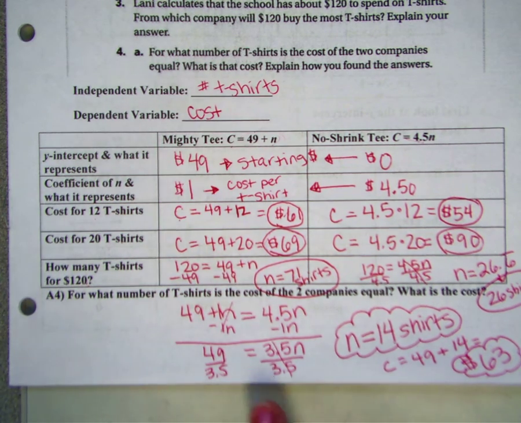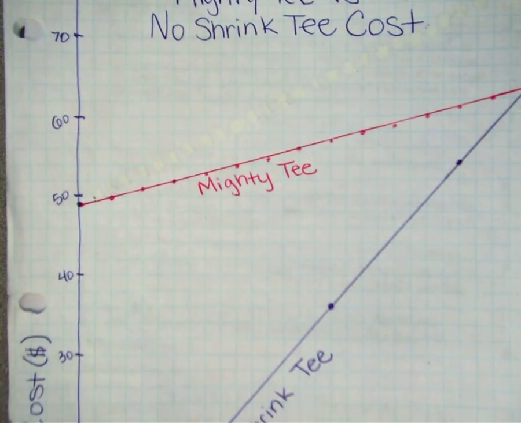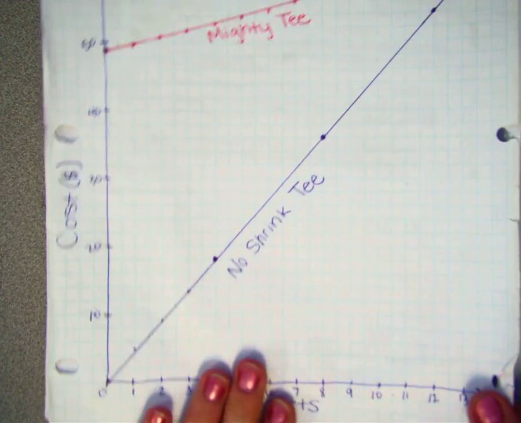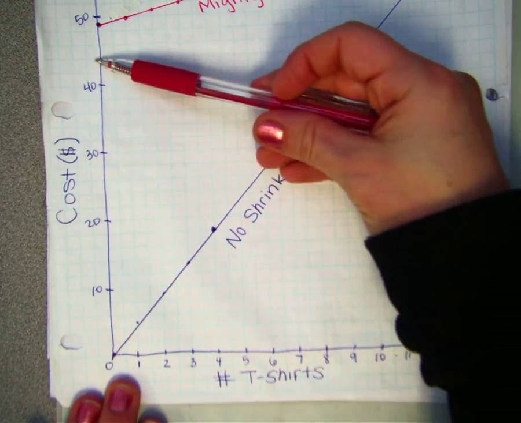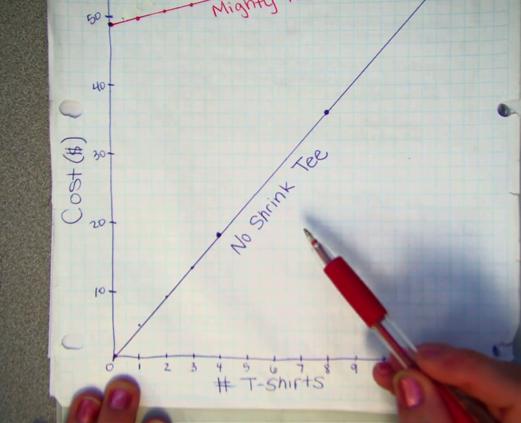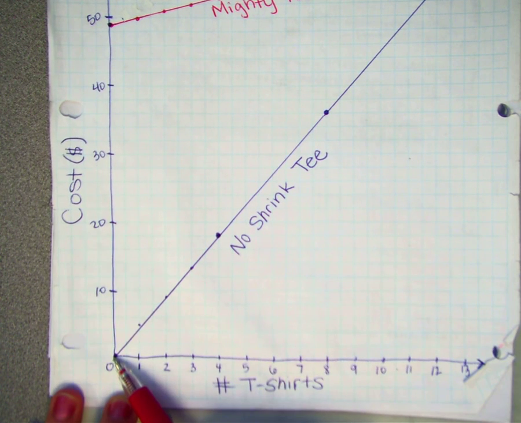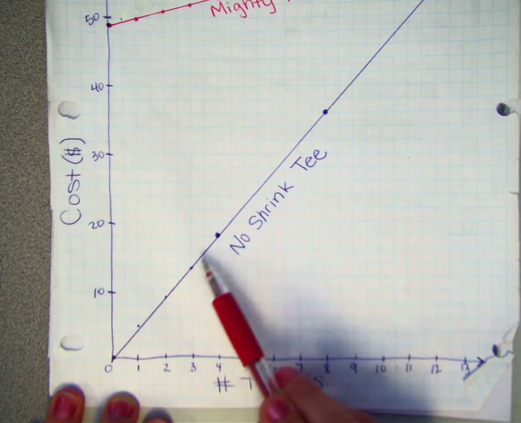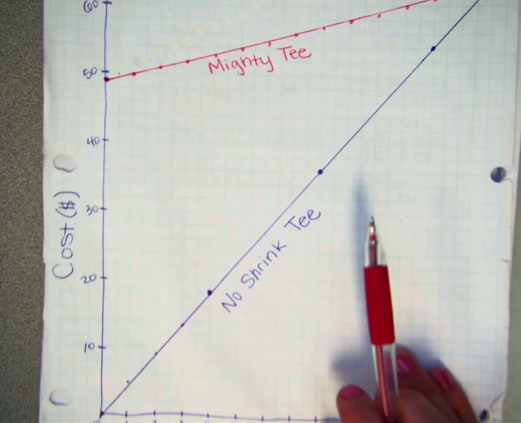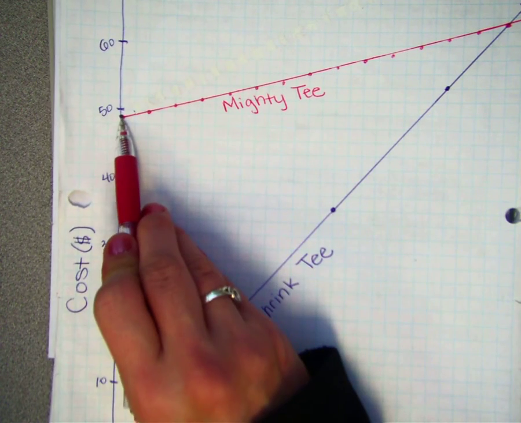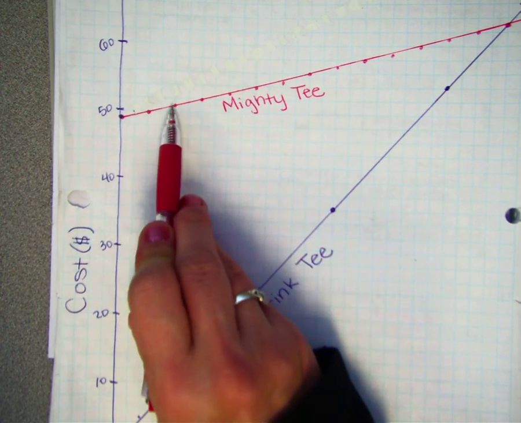Now, just to show you, we solved this using the equations. You could have also created a graph and figured out where the two lines intersect. So let me give you a visual of what this looks like on a graph. So with t-shirts being my independent, that would go down here, my dependent going up the side, and you'll see the No Shrink Tee, they had no startup costs, they just went up at the rate of $4.50 a t-shirt, so it's just gradually going up at $4.50 for every t-shirt. Mighty T has that startup cost of $49, but then they're only going up $1 per t-shirt.